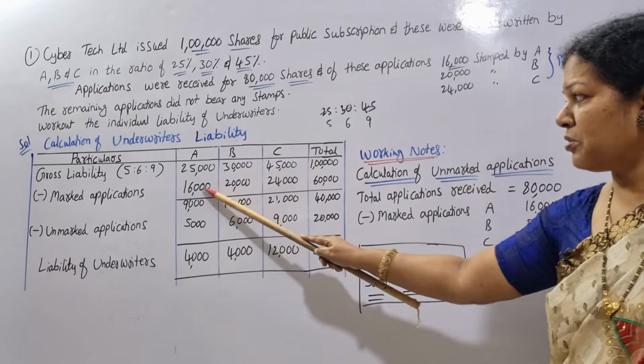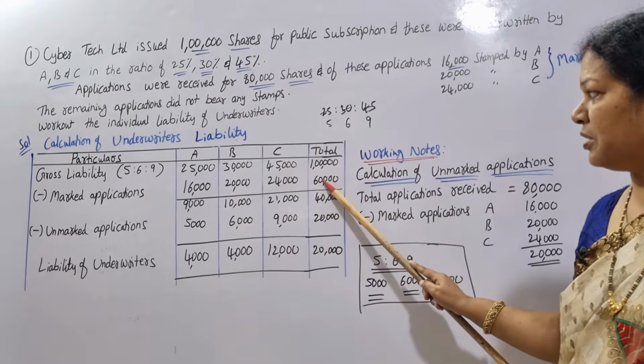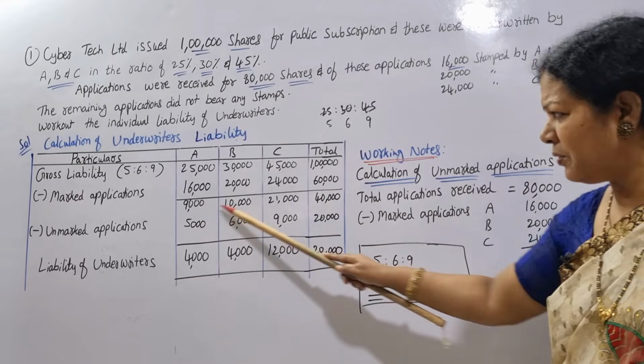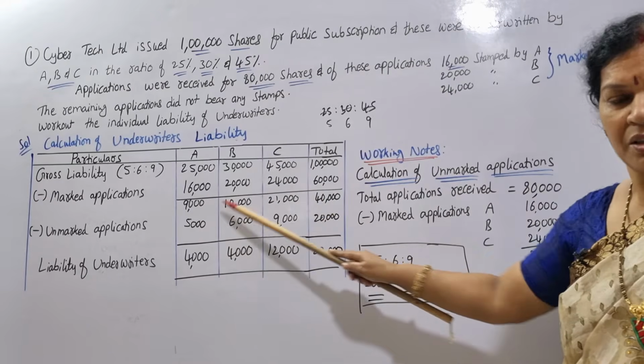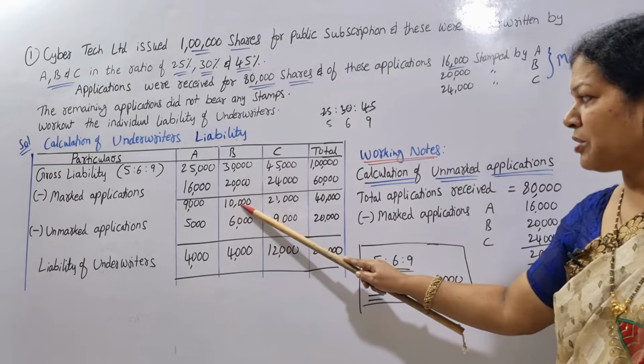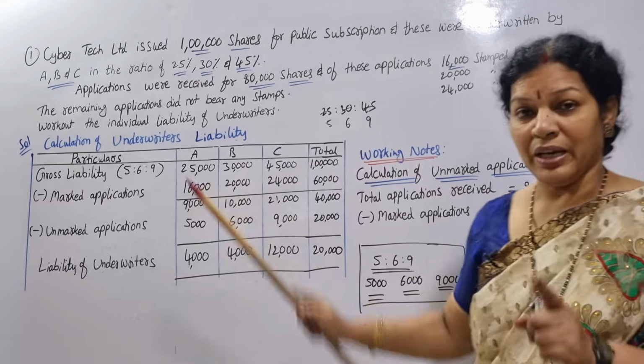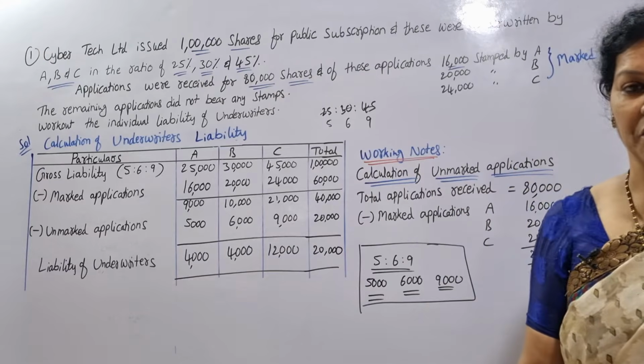Simultaneously you are doing the total also. 16 plus 20 plus 24, 60. Okay, 1 lakh minus 60, it comes to 40,000. If you want, if you add it like this also, 9,000 plus 10,000 plus 21,000, also 40,000 only, right? So we have deducted the marked application.